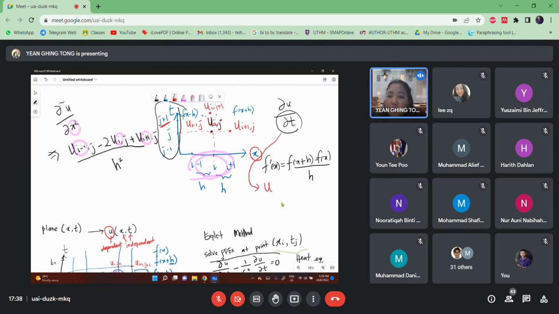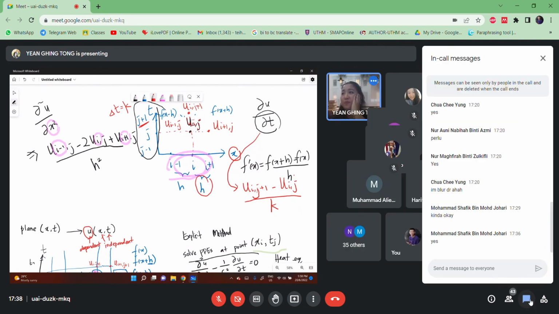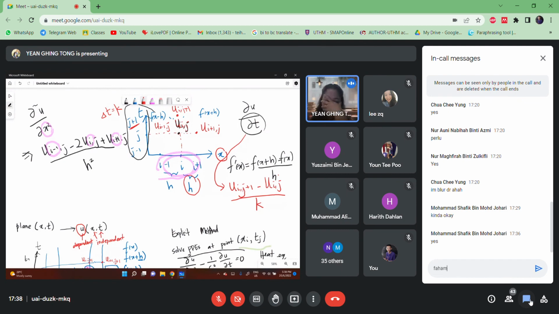So when we change to a finite difference form, it will become Ui,j plus 1, and then minus Ui,j, divided by h. Over here I said we use h, but over here, for the step size of t, we use k. So here, you change to k. Now can you understand? No? Can you understand? If you understand, then type 1. If you do not understand, type 2.